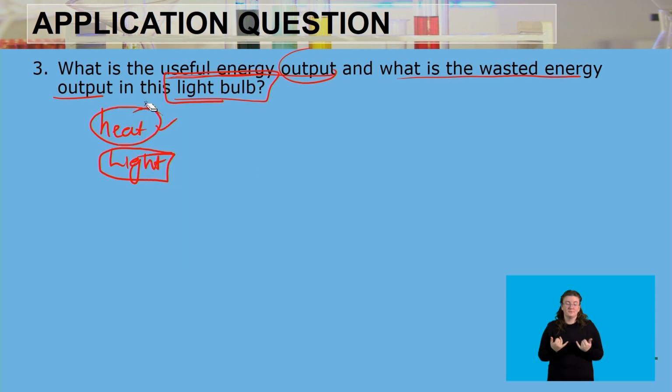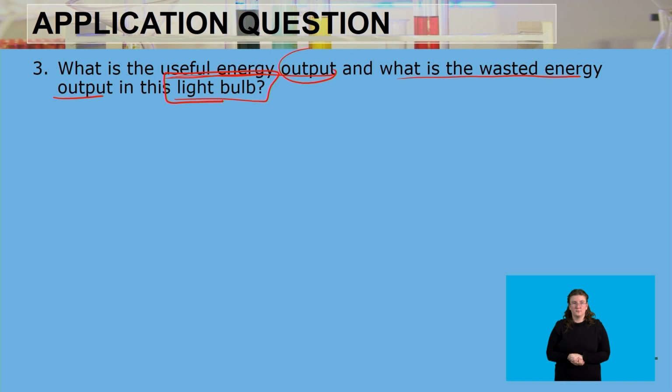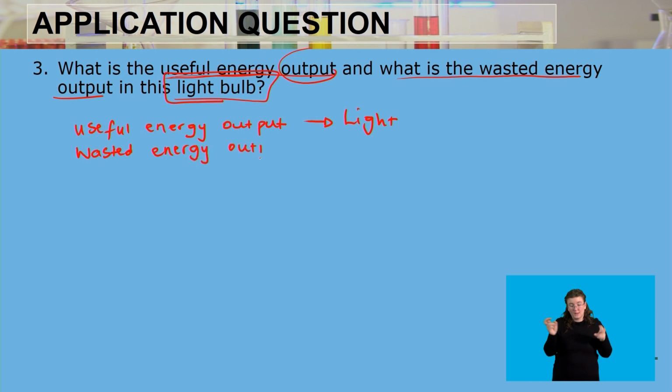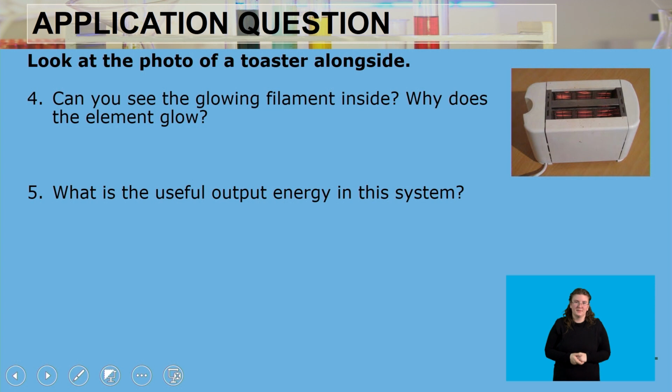So to answer now the question, the useful energy output is light, and the wasted energy output, that's heat, because whenever we are switching on a light bulb at our home, we are not looking for heat, we are mainly looking for the light that is going to be generated when that resistance is taking place between the resistor and also the electric current as it is flowing through.